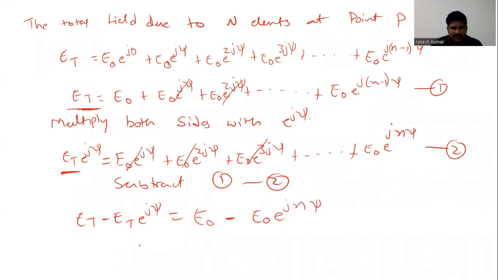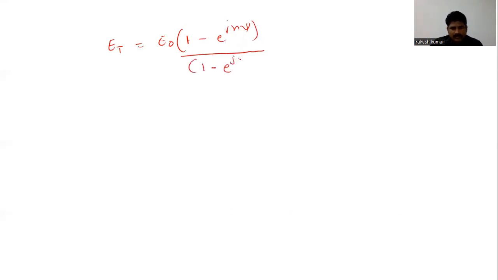If I take Et common here, 1 minus e to the power of j psi is equal to, if I take e naught common here, 1 minus e power j n psi. Okay, so next, therefore, what is the expression from this? Et is equal to e naught into 1 minus e power j n psi by 1 minus e power j psi.